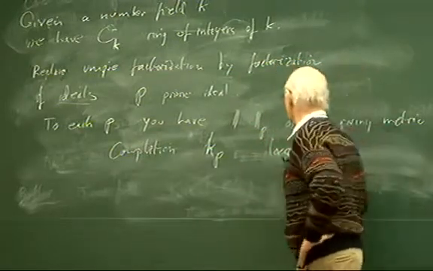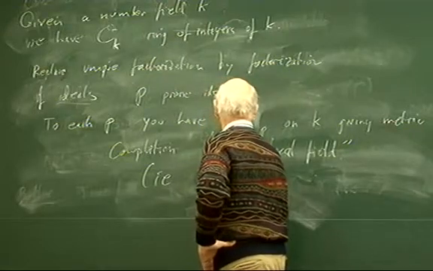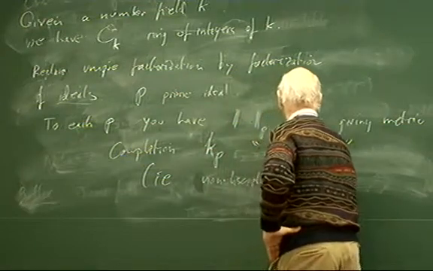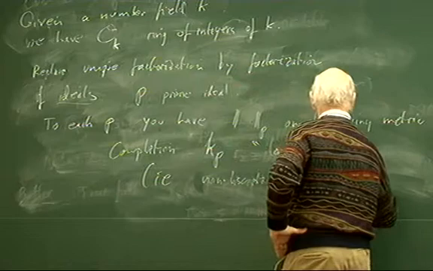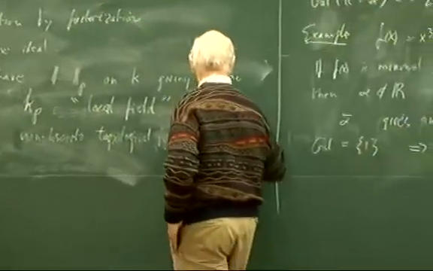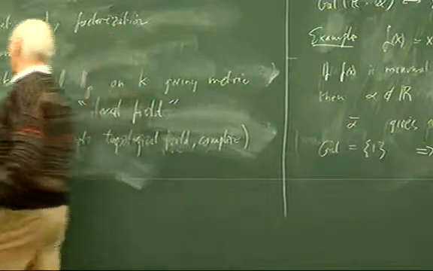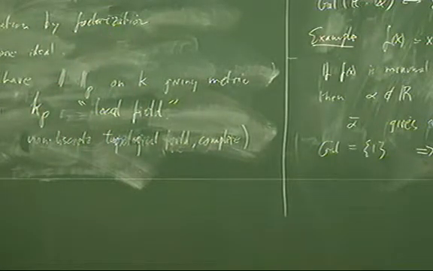A local field is simply a non-discrete topological field, and I need another condition. I'm forgetting. Oh, the completeness, of course. I got it by completing with respect to a metric, so it should be complete. Its metric should be complete. Okay? It's a non-discrete, complete topological field. That's the definition of a local field. And these completions that you get by completing at a prime are examples of local fields.